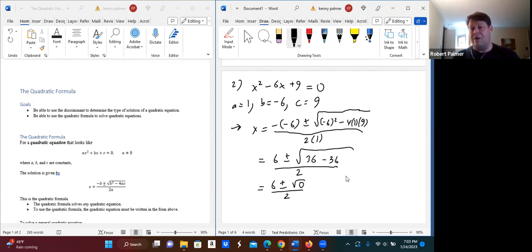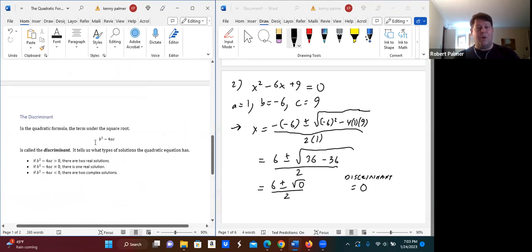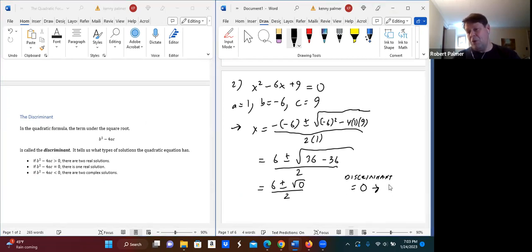Now, if you notice, of course, 6 plus or minus the square root of 0, over 2. Now, also, our discriminant in this case, let me write over here to make a note. So discriminant is equal to 0. Okay, let's review that. The discriminant says that if what's under the radical sign is greater than 0, there are two real solutions. This time it's 0. It means there is only one real solution. And we'll see why.